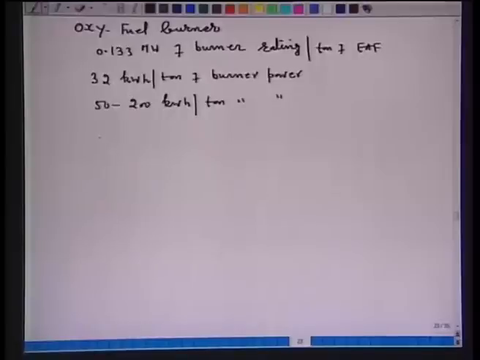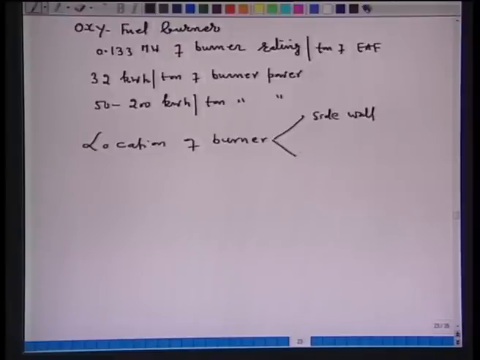So, that means you have to have a burner which can do all the functions without plugging the holes, because you will be installing the burner in the furnace, and at different points of time different functions are to be done by that burner. So, the location of the burner is very important. You can have it either in the side wall or the slag door.